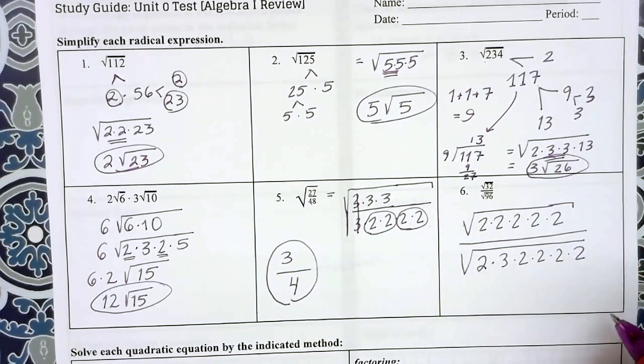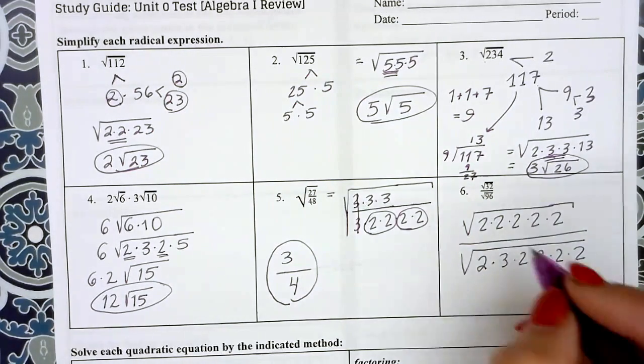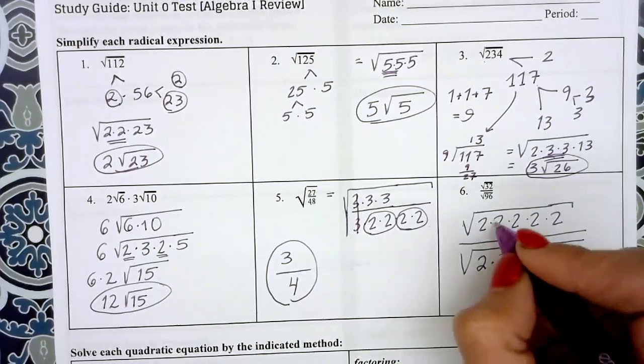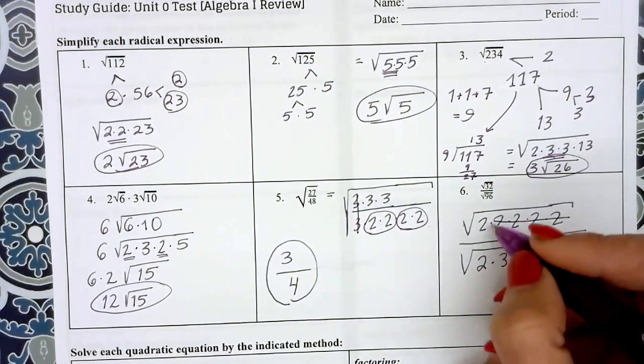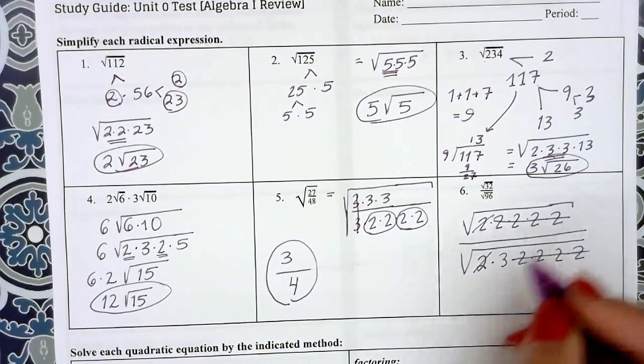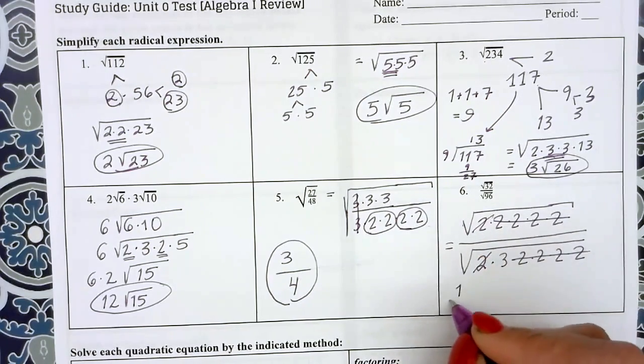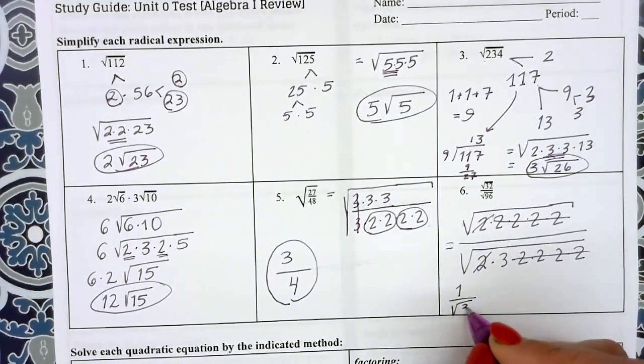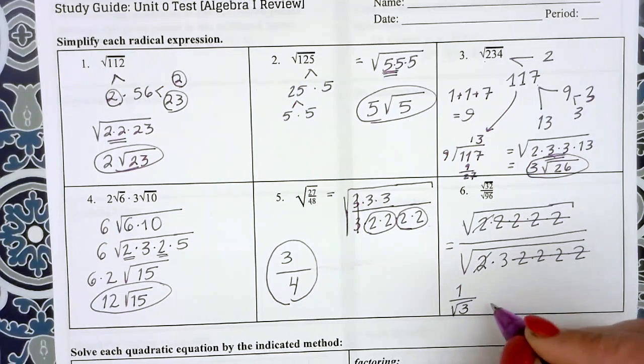Again, we can simplify. Maybe reduce it right away. Either way. 1, 2, 3, 4 2's. 1, 2, 3, 4 2's. One more 2 over there, one more 2 over there. That leaves me with a 1 in my radical on top. The square root of 1 is 1 over the square root of 3. Now we need to rationalize our denominators.